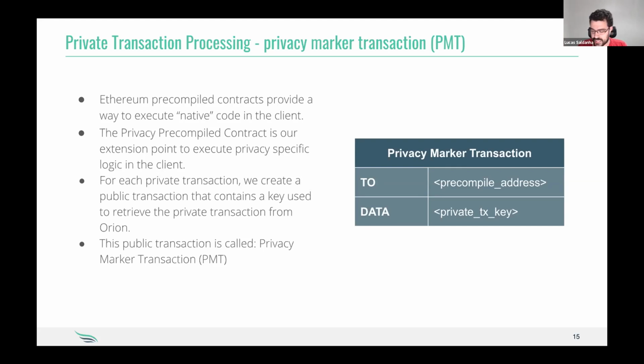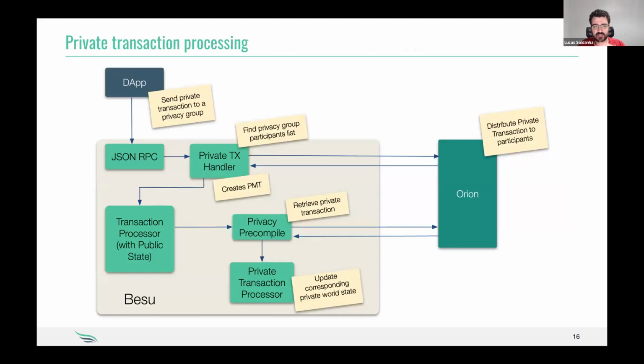Let me go to the next slide. I think it's going to make things easier. We've got a diagram here, and hopefully this is going to help you understand where things happen. Okay, so let's go step by step. Someone wants to send a private transaction. So, you create this private transaction to a specific privacy group. Let's say it's privacy group X.